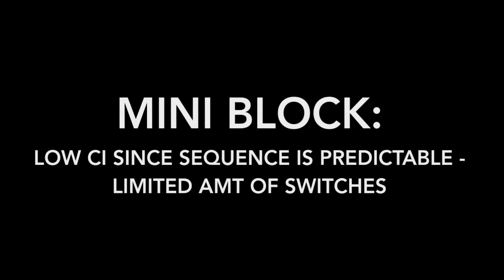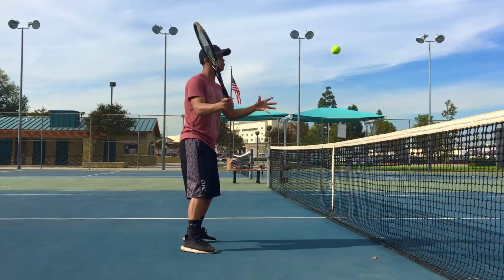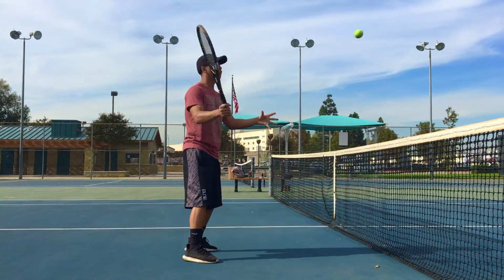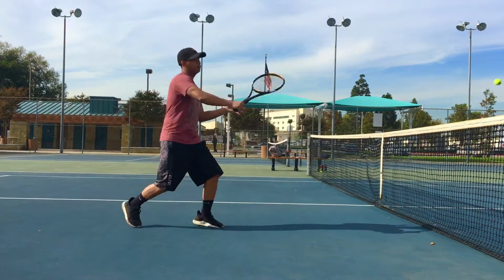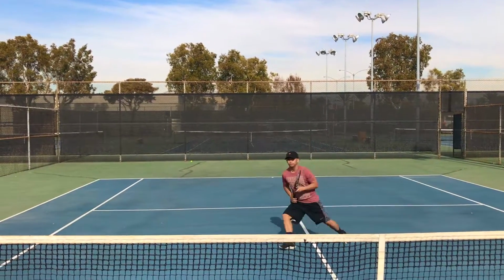Once they have completed the 10-minute warm-up, the performer will progress to mini block practice. Mini block practice has a low amount of contextual interference since the sequence is predictable and there is a limited amount of switches. In this practice session, we are focusing on 3 motor skills: stationary volley, volley step, and the approach volley.